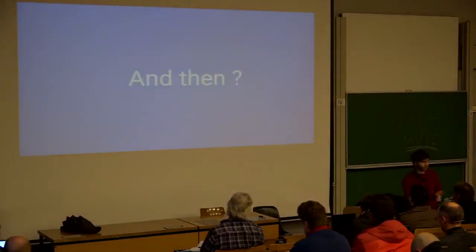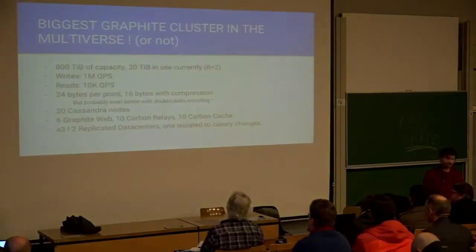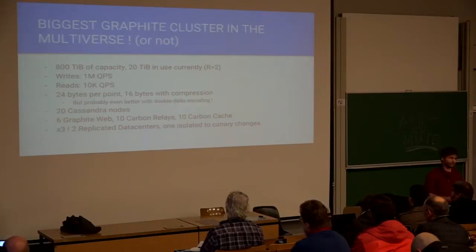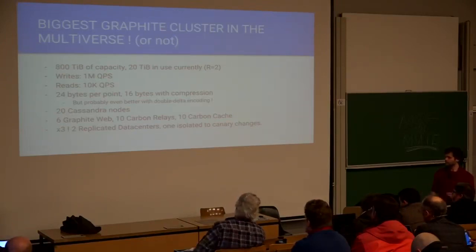And then, so what can you do with it? Yeah, we wrote that. It took us almost 1 year. And then we deployed it. And so now all the Graphite clusters at Criteo are running with BigGraphite. It's pretty big. We have a lot of capacity, and we are not using it all yet. It's absorbing 1 million points per second, with 10K reads per second, which is a lot.